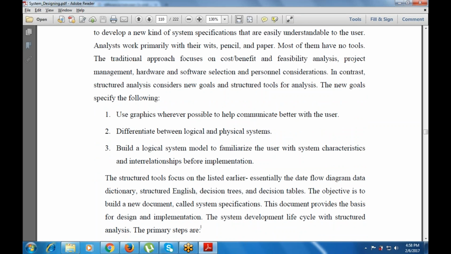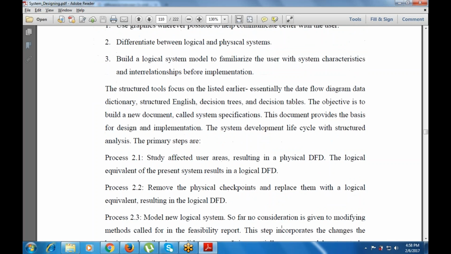And the structured tools also include those listed earlier, especially data flow diagrams, data dictionary, structured English, decision tree, and decision table. The objective is to build a new system known as the system specification. This document also provides the basis for the design and the implementation, which is the main aim of the structured analysis step in the system development life cycle.